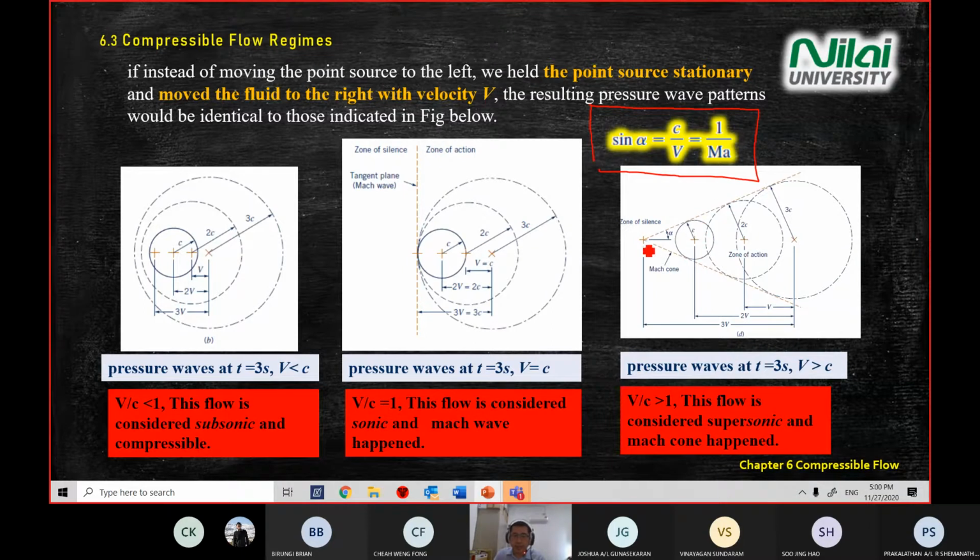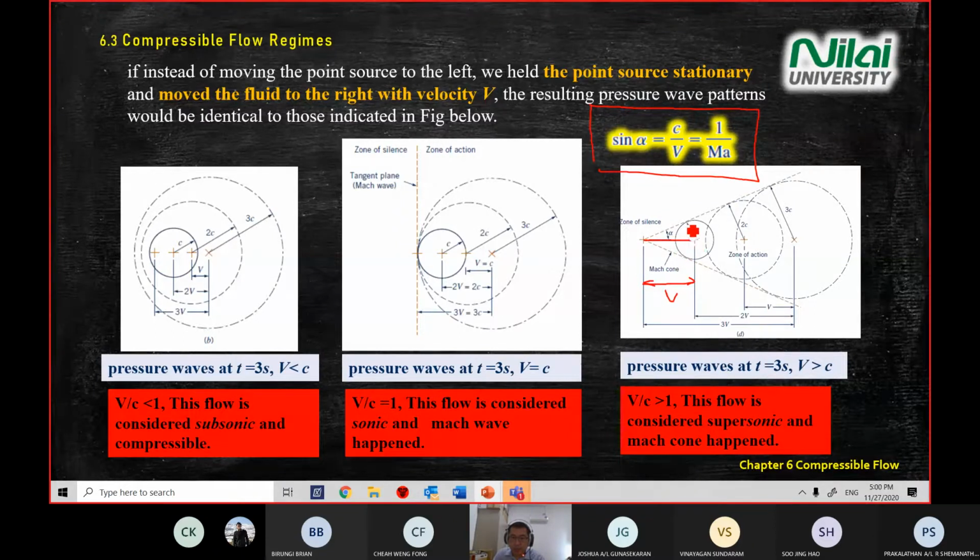When you want to find the angle in trigonometry, sine alpha, if you want to find the angle of this alpha, is given by sine alpha equal to C divided by V. Meaning, you take your C divided by your V. This one is your V.